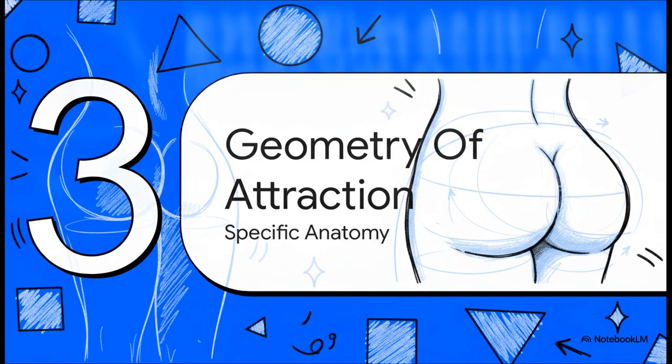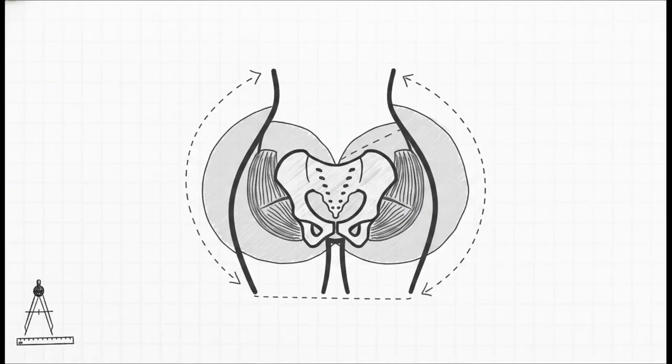Moving on to number 3, the geometry of attraction. Just like preferring, say, a certain hair color or eye color, people actually have highly distinct aesthetic preferences when it comes to the specific anatomy of the buttocks. And this brilliantly illustrates how 3 specific biological factors, pelvic structure, glute muscles, and fat distribution, work together. It's literally like an architectural foundation. These 3 things combine to create distinctly different geometric profiles.